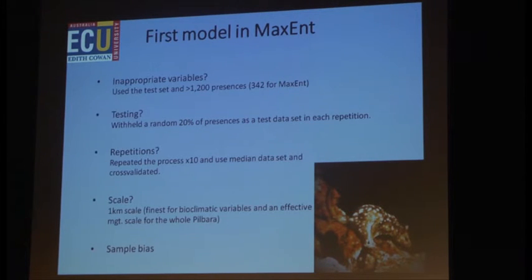And we addressed all those problems we started looking at in our original Maxent model. But the biggest one we were looking at was sample bias. Although we had about 1,300 presences in the Pilbara, people have been going back and sampling the same areas again and again. So what it came down to is we only had a sample of about 340 different little dots for the whole Pilbara to try and work out a potential distribution model.